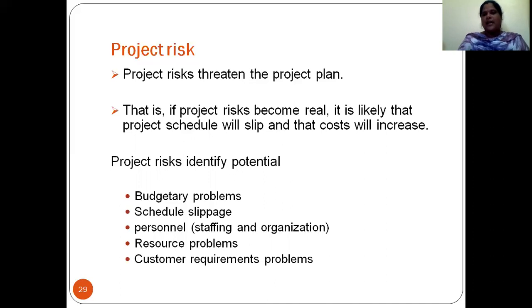Schedule. You may think that I will complete the project within 6 months, but due to some problems, the time may increase by 2, 3, 4 months extra. It comes under the schedule slippage, meaning within the given schedule you cannot complete the project. Next, personal. Personal means the staff required for the project may be less, or the organization cannot afford more staff. This comes under the personal problem. Resource problems: there is no sufficient resource for the project you are doing. All this comes under the resource problem.